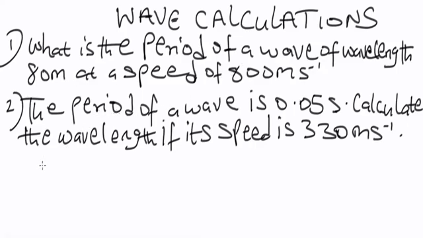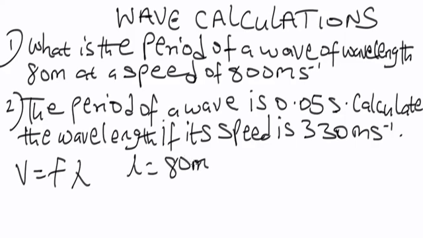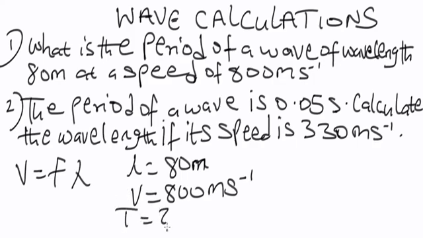per second? Okay, so let's note this relationship between frequency, wavelength, and velocity in wave motion. Very important. The relationship between the three parameters is velocity equals frequency times lambda. This lambda is wavelength. Now let's get the parameters for question 1. We have the wavelength, which is our lambda, to be 80 meter. We have the velocity to be 800 meter per second. So we have to find the period, as the time is unknown.